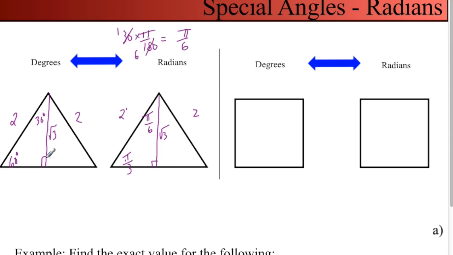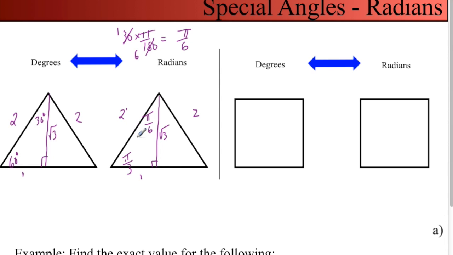You'll just know when I say 60, that's the pi over 3 angle. And when I say 30, that's pi over 6. You won't have to do this conversion every time. But if you need to, that's the way you do it. Okay, so that triangle is set up for us to do the exact values. Let me label that as 1. We're going to do some examples in a minute.